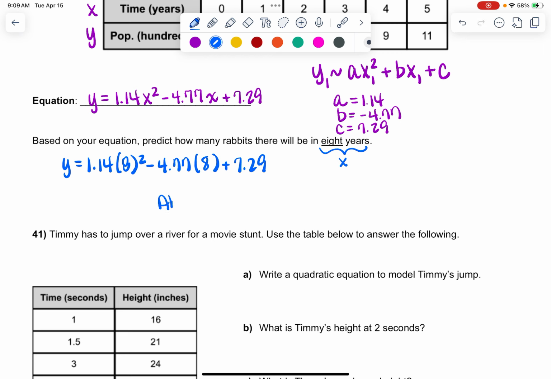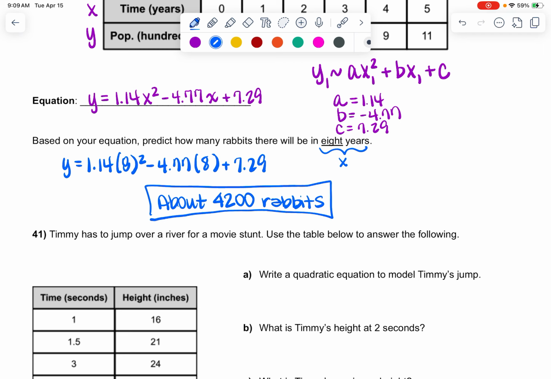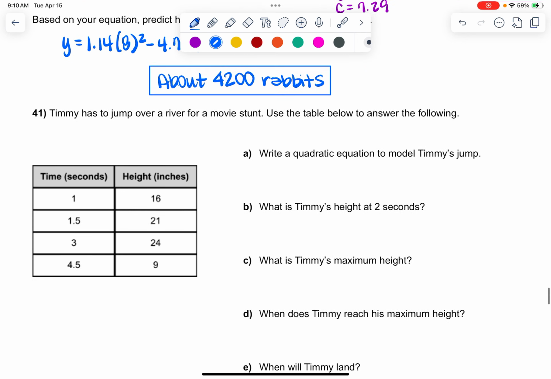All right, so I'm just going to write about 42, and it's hundreds, so technically it's 4,200 rabbits, right? Because you need to pay attention to the table. The table doesn't just say that we're talking about rabbits in hundreds. Okay. All right. Next one.